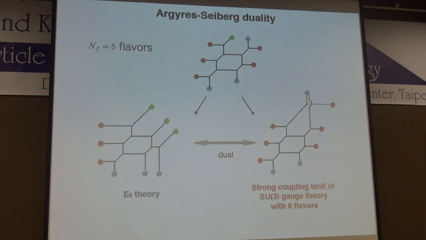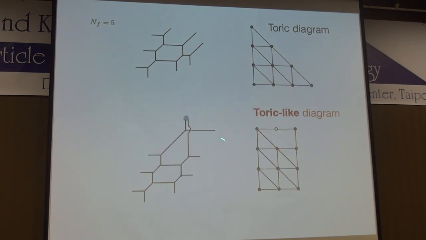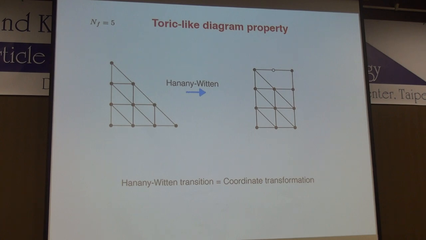Okay, so actually this shows the duality structure known as Ohmori-Seiberg duality. One way, starting from the 5-flavor theory, we get this E6 theory. Also, we get some 6-flavor theory with a very strong coupling limit of the SU(3) gauge group. Okay, and the corresponding toric diagram is like this. To describe this jumping, we introduce not the usual black dot but a white dot. We call this a toric-like diagram. The property of the toric-like diagram is that, given these two, they can always be connected by the Hanany-Witten transition.